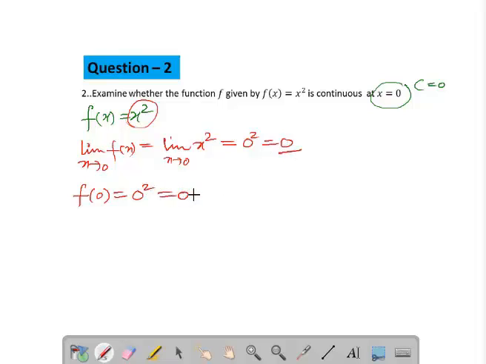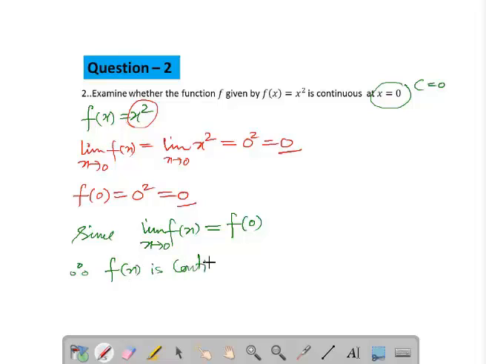Again we see the limit and the value of the function at 0 are the same, right? Since the limit of the function when x is approaching 0 is equal to the value of the function when x is 0, therefore we can say that f of x is continuous at x equals 0.